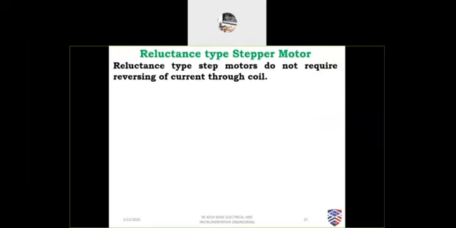So reluctance type stepper motors do not require reversing of current. That is important. Whereas the permanent magnet type needs reversal of current. They do not have any holding torque. That's the only disadvantage. Once the motor is off, the shaft will come to the original position.